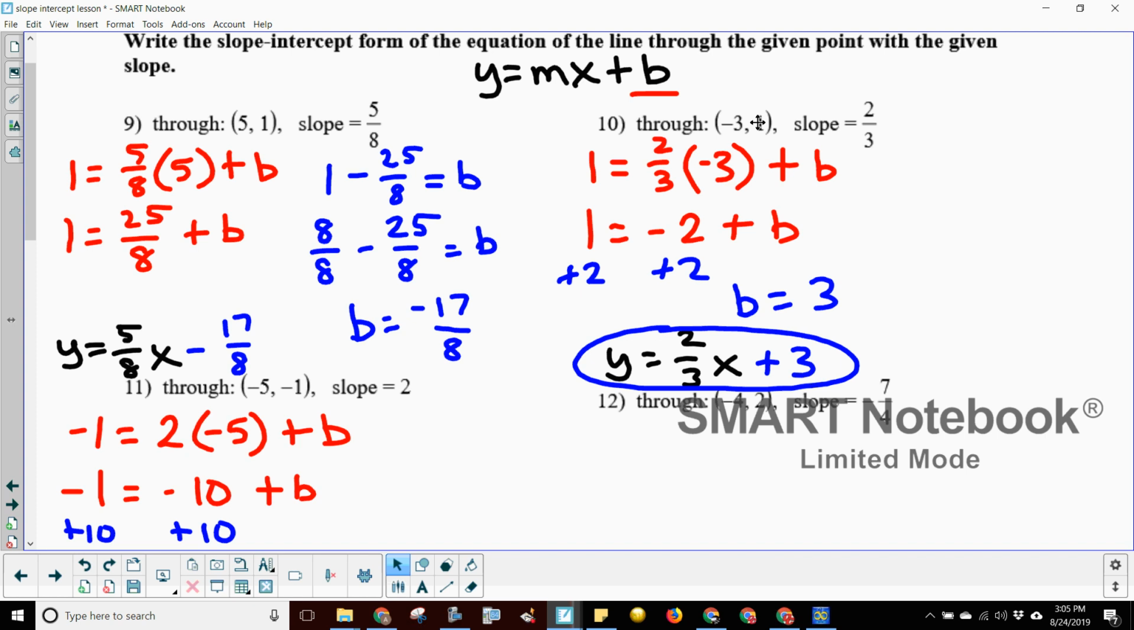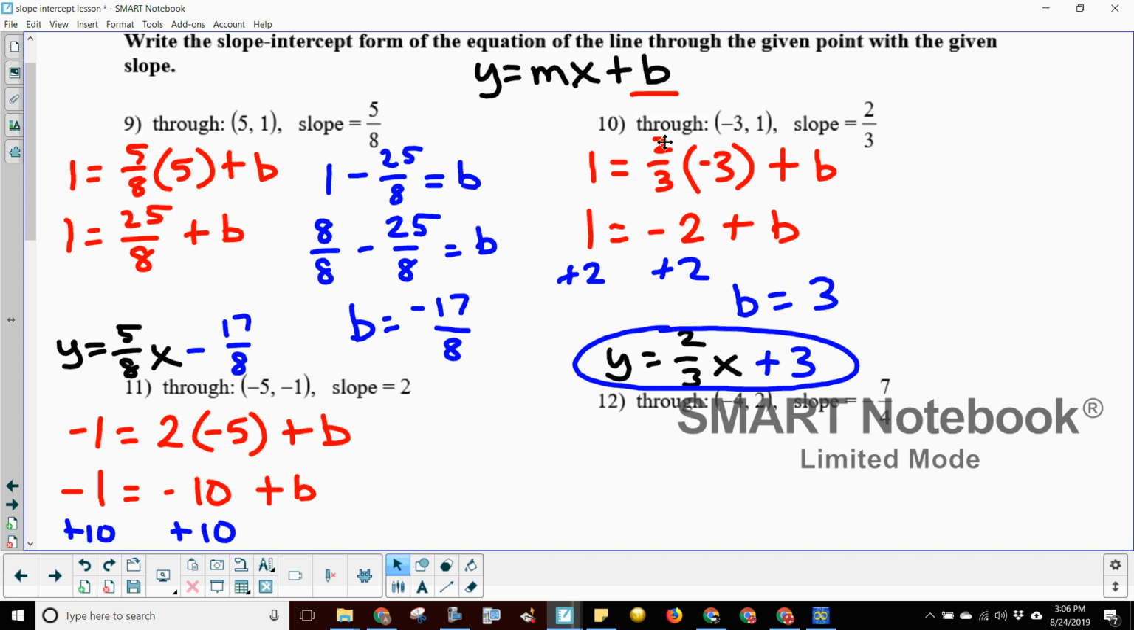So they're going to give us a point and the slope, and then basically ask, what's the line look like, the entire line? If they give you the slope, and we know x and y because they gave us an x and y, b is the only thing we're looking for. So all we do is take our x, y, and m and plug them in, and then do some equation solving. So 1 equals my slope, 2/3, times my x value, -3, plus b.